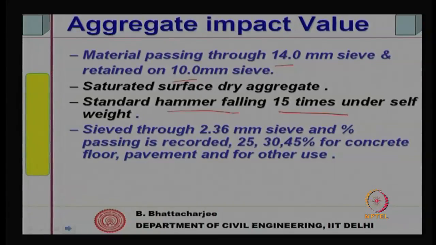Then you sieve it through 2.36 mm and the percentage passing is recorded: 25, 30, 45. For concrete, 25 is recommended. For floor 30, and for pavement and other uses 45%. So, aggregate impact value, 10% fines value and aggregate crushing value are the measures used for relative strength comparison of aggregate, and it must satisfy the minimum required. Otherwise, the strength of the concrete will be limited by the aggregate itself. In normal concrete, the strength is not limited by the aggregate, because aggregate rarely fails, as you shall see later on.